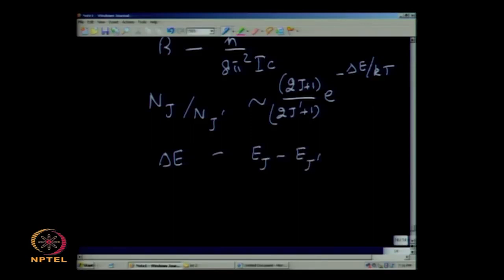Given this distribution, what you see as the Boltzmann distribution is what you get in the experimental spectrum of these molecules.